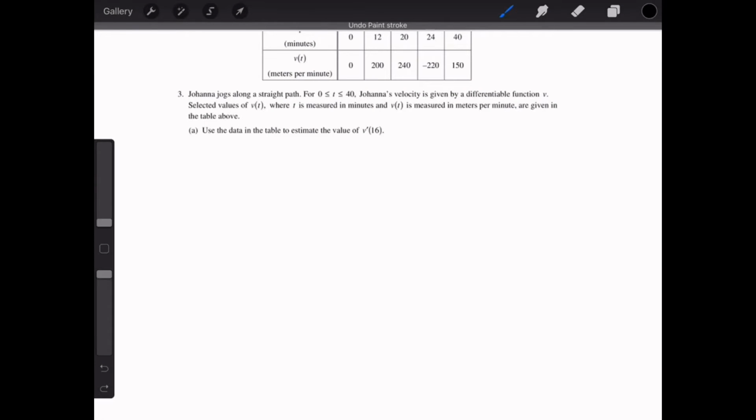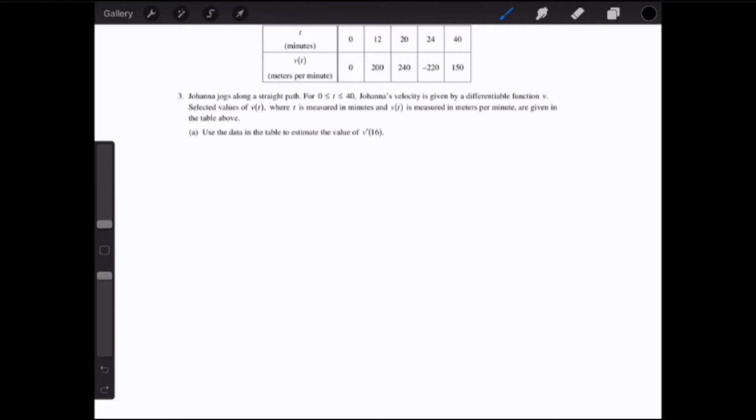Joanna jogs along a straight path. For t values less than or equal to 40 and greater than or equal to 0, Joanna's velocity is given by the differentiable function v. Selected values of v of t, where t is measured in minutes and v of t is measured in meters per minute, are given in the table above. A. Use the data on the table to estimate the value of v prime of 16.